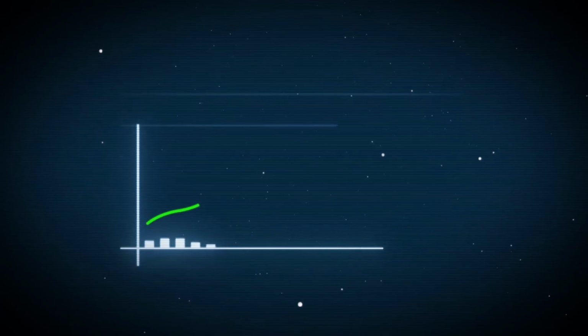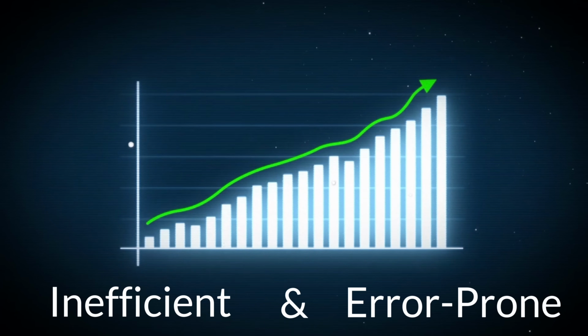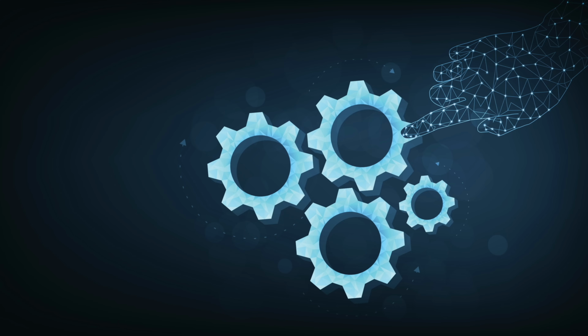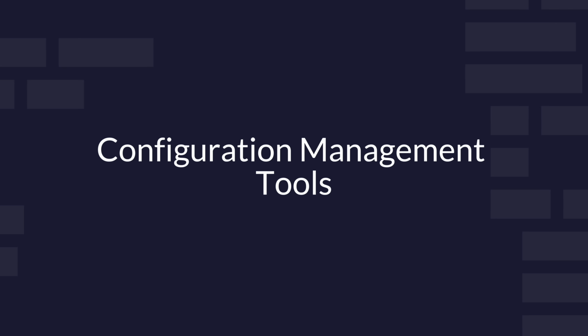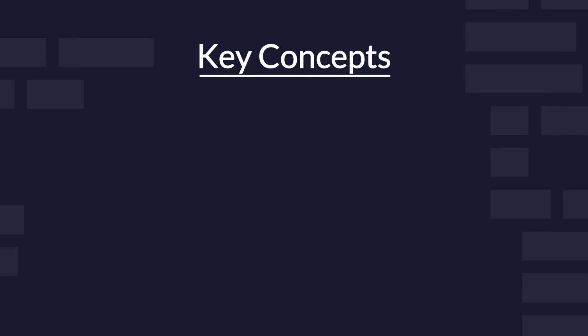Traditionally, infrastructure was managed manually, with system administrators configuring each server individually. As the scale of operations grew, this approach became inefficient and error-prone. The need for automation led to the birth of configuration management tools and the concept of infrastructure as code. Here are some of the key concepts and principles behind infrastructure as code.